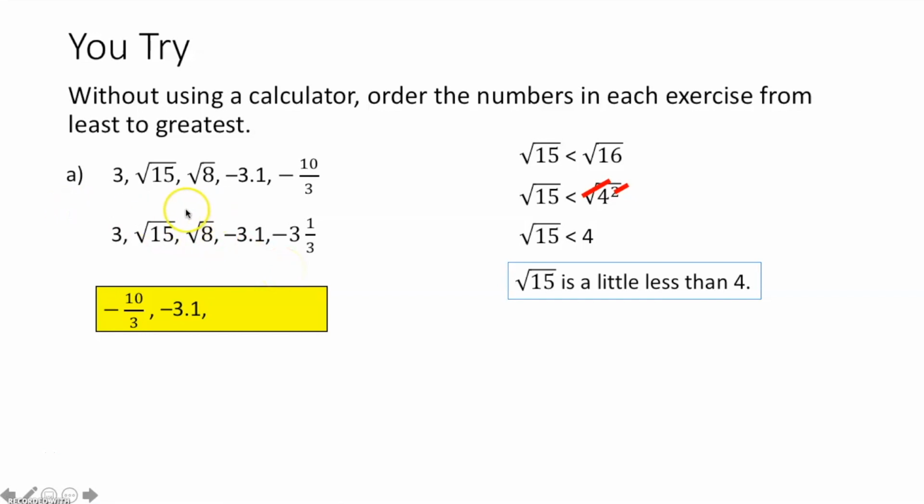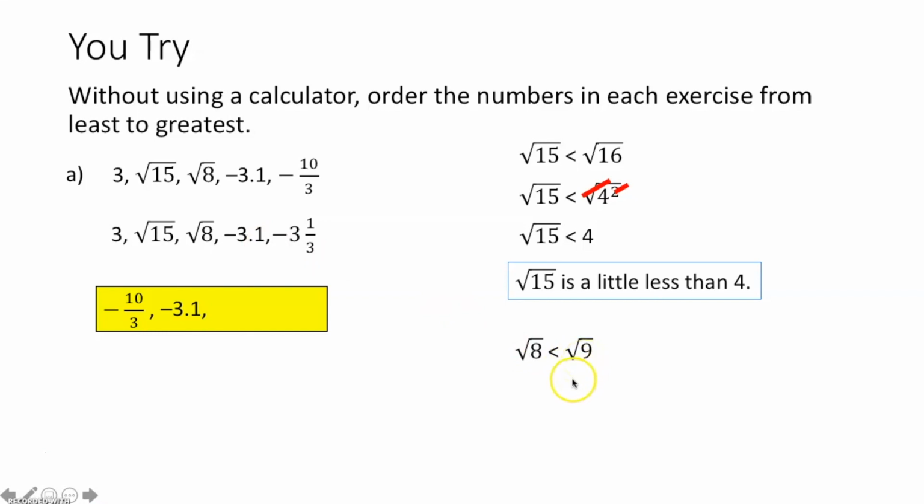Now let's look at rad 8. We can't take the square root of 8, just like we couldn't take the square root of 15. That's why we had to estimate what it was. What perfect square is 8 close to? That would be 9. So we can say that rad 8 must be a little bit less than rad 9.